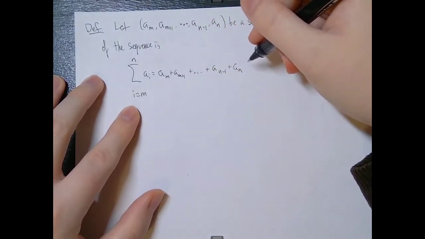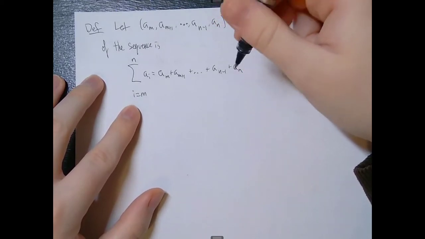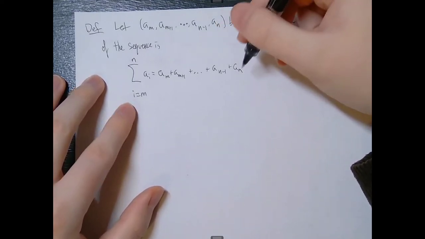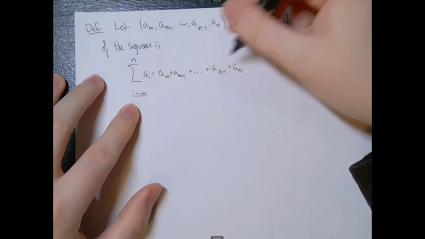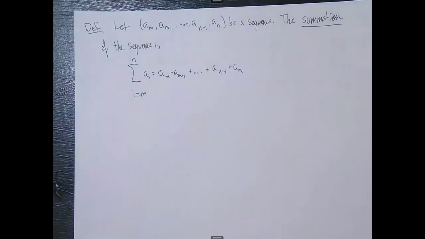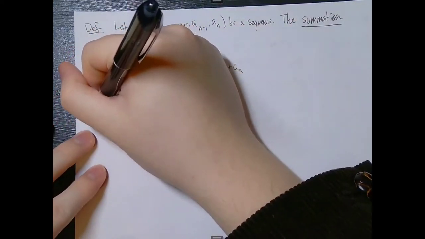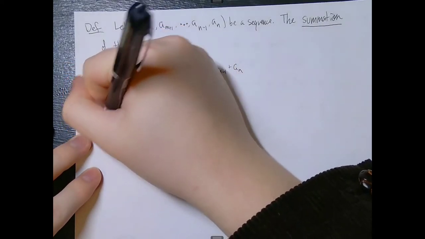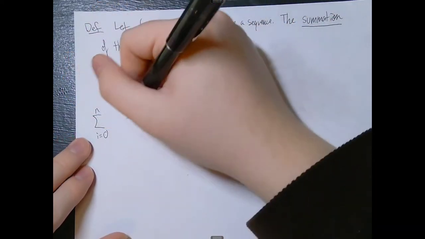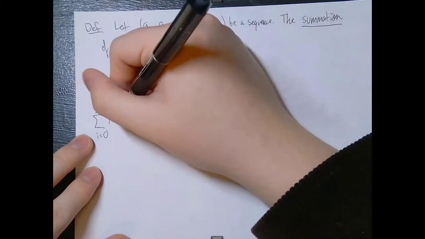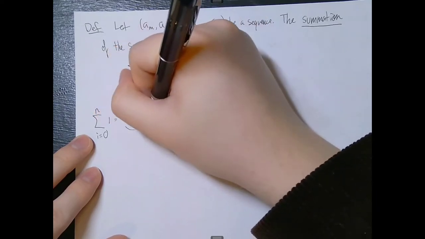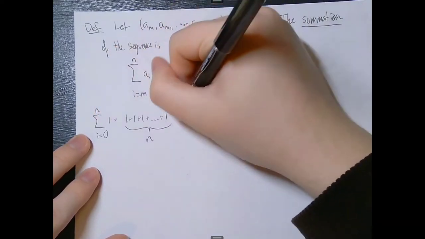So what we're doing is for every i starting at m and going to n, so i equals m plus 1, i equals m plus 2, etc., i equals n minus 2, i equals n minus 1, i equals n, we're just taking all of those a sub i terms and adding them together. So for example, we could say that the sum from i equals 0 to, let's say, some positive integer n of 1, that's just going to be 1 plus 1 plus 1 plus all the way up through 1, and this will happen n times, so really it's just equal to n.